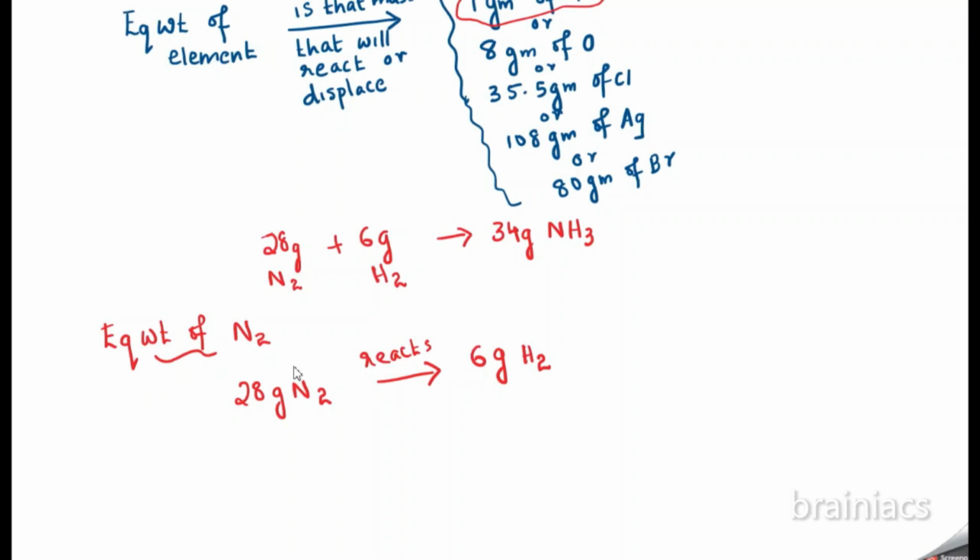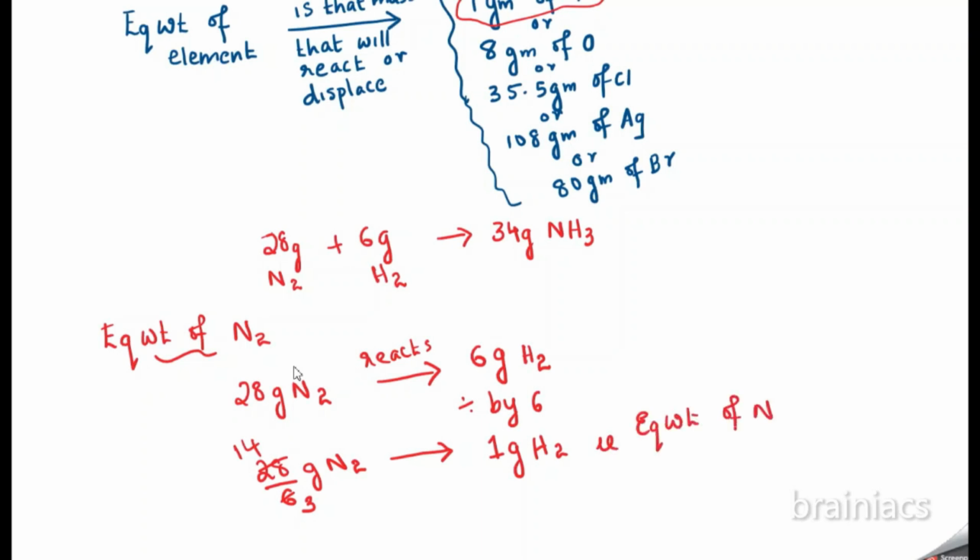So to convert this into 1 gram, what should we do? Divide by 6 on both sides. So dividing by 6, this will become 1 gram hydrogen. You divide it on both sides. So this will become what? 28 divided by 6 gram nitrogen, correct? So this 28 by 6 becomes 14 by 3. So I can say the equivalent weight of nitrogen here is 14 divided by 3.